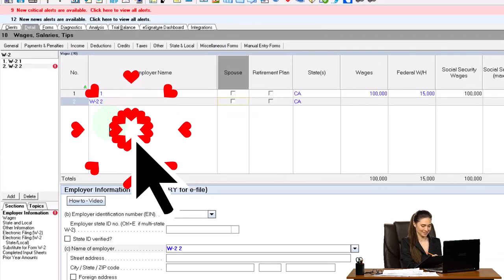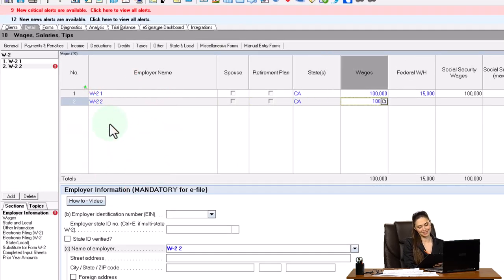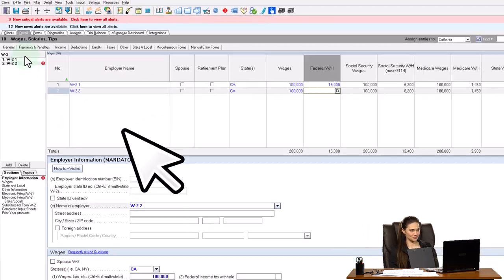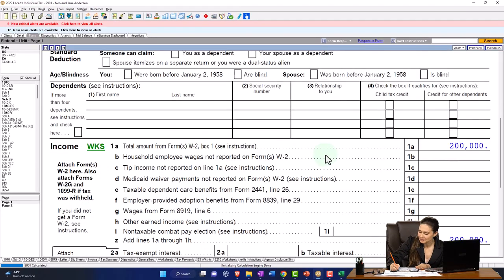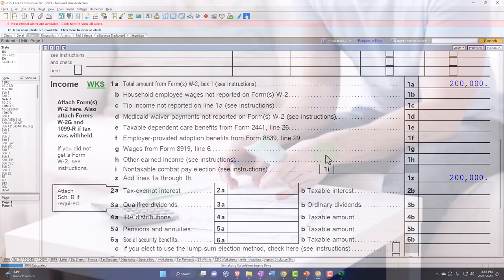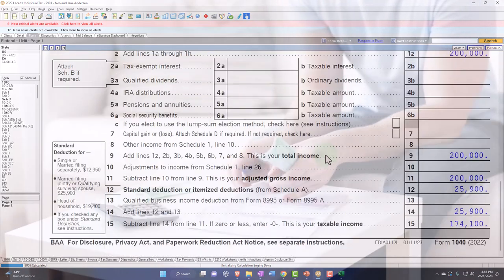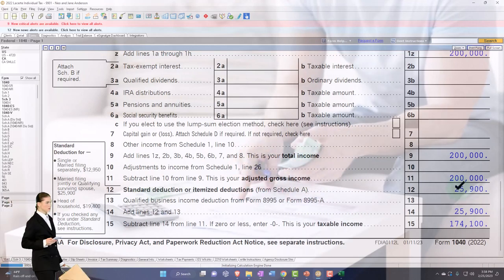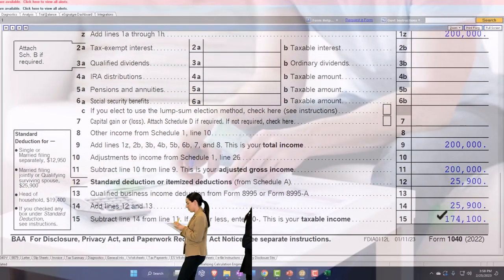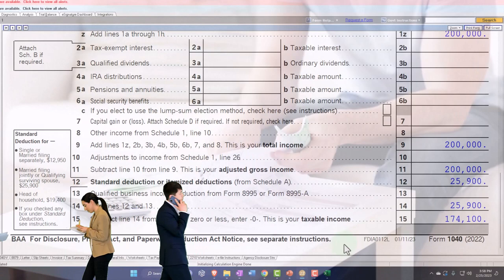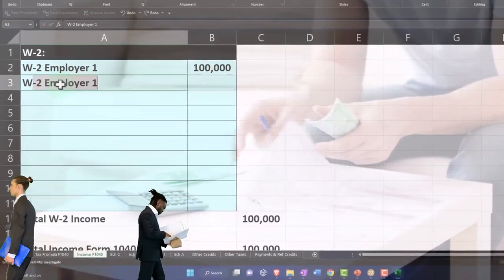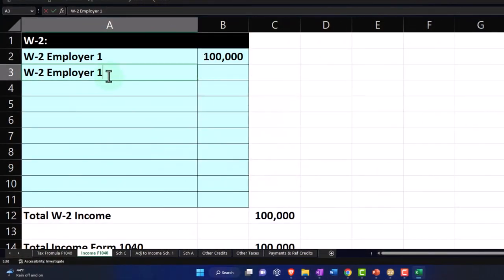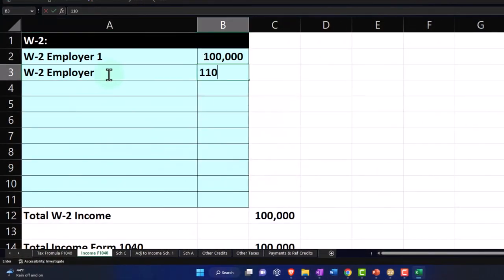W2, and say we had 100,000 and do that. So if I go back on over, now we've got 200,000 because now we have two people combined in the married tax return, the 25,900. That gets us to the 174,100. If I mirror that on my little worksheet, I'm gonna say this is W2 employer 2, 100,000.